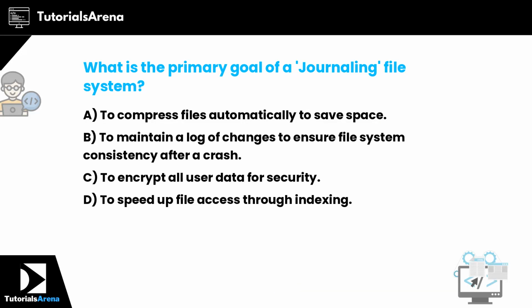What is the primary goal of a journaling file system? The correct answer is option B. To maintain a log of changes to ensure file system consistency after a crash.